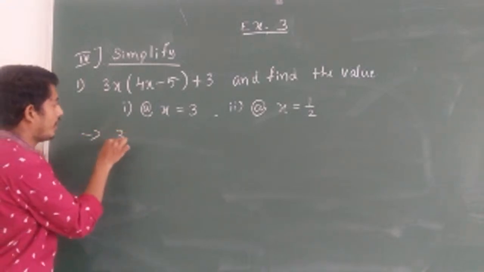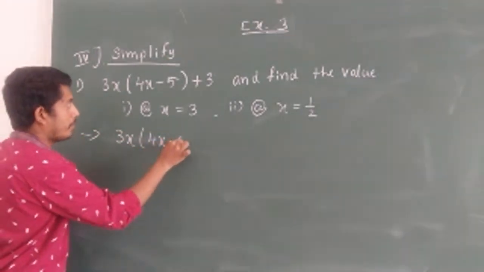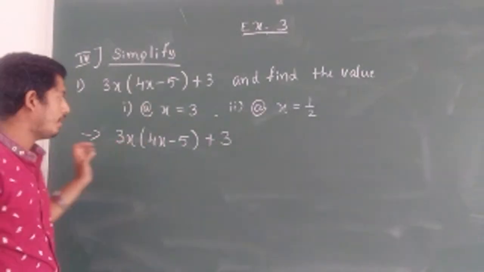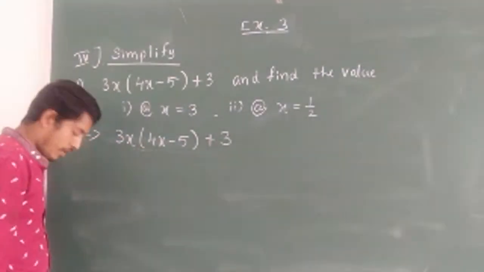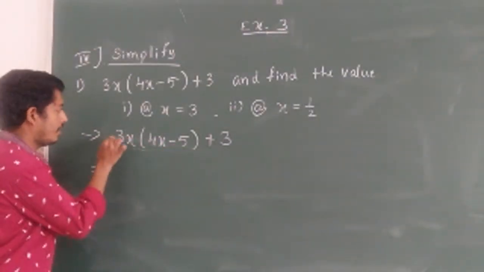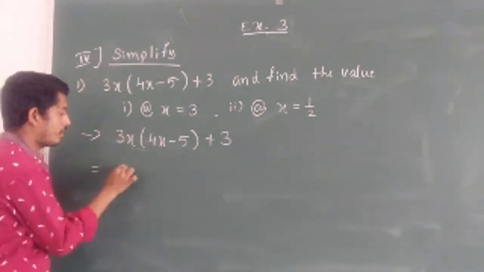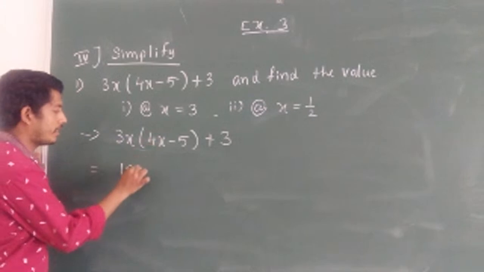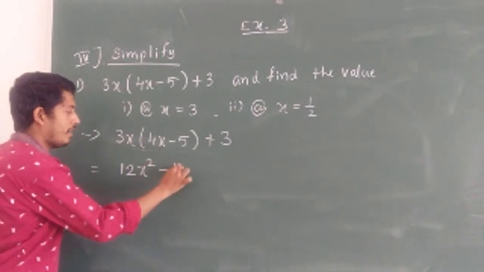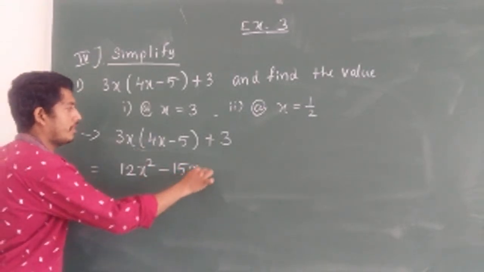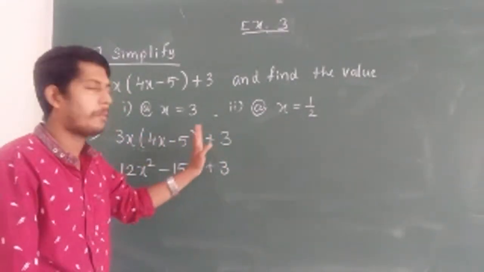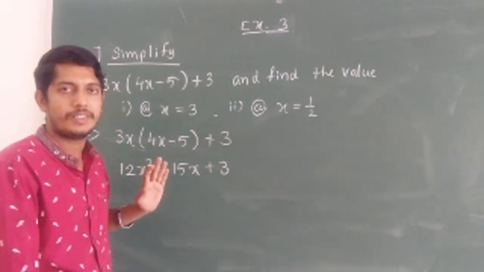The term is 3x into 4x minus 5 plus 3. First this we have to consider. So that is multiplication of monomial and binomial. First we will multiply the sign. Plus into plus, plus, 3 4s are 12, x into x becomes x square. And plus into minus becomes minus, 3 5s are 15 into x. Plus, we write this 3 as it is because it doesn't belong to this multiplication process. That is separate, therefore we will write the plus 3 as it is.